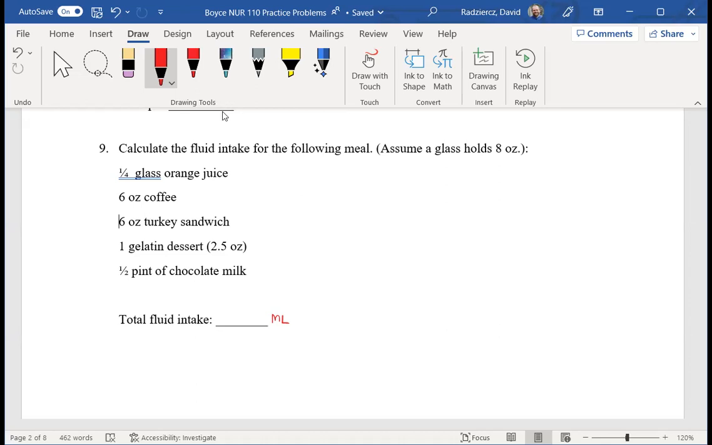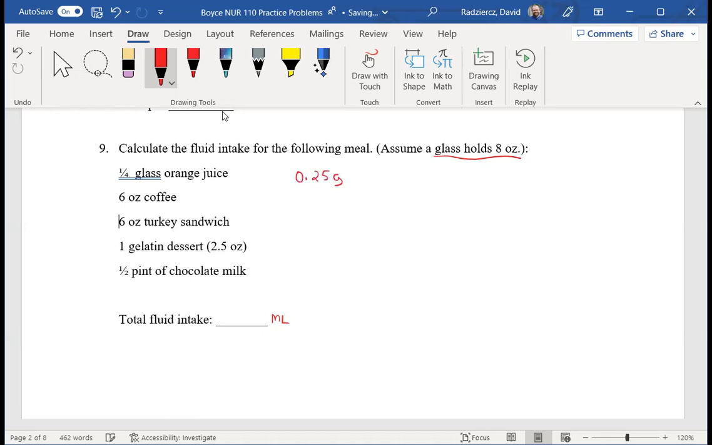So the first thing we're going to do is convert this 1/4 glass of orange juice, and it tells you that a glass holds 8 ounces. So it's 1 cup. Okay. You can do this a couple different ways. You could just say, what's 1/4 of 8? And that would be 2. But if you don't feel good about that, let me help you out. So 1/4, and you can even put this into your calculator, 1 divided by 4 will give you 0.25.